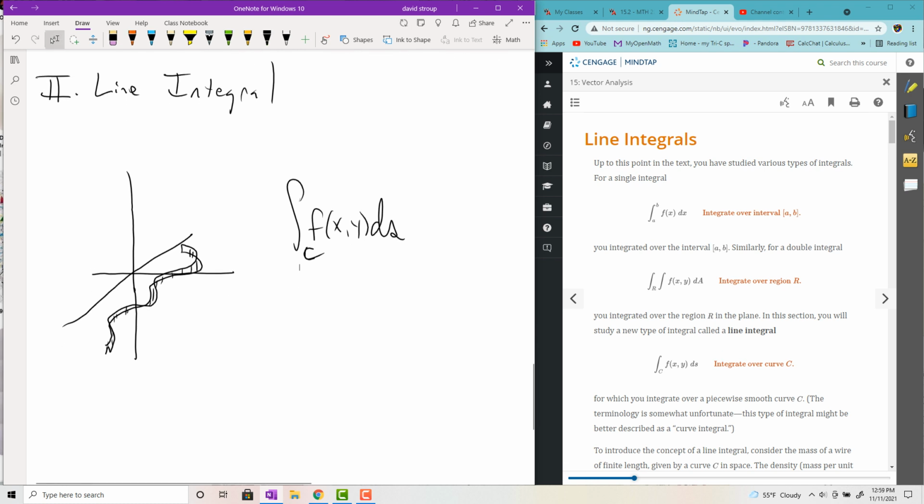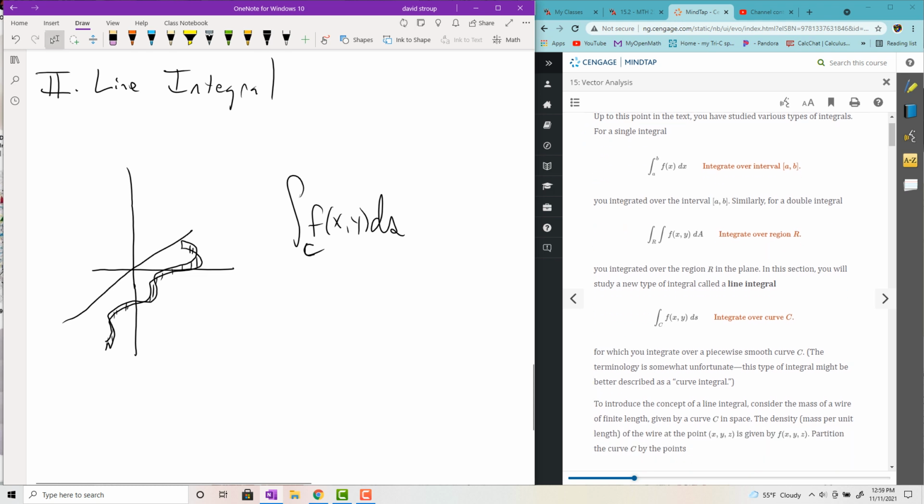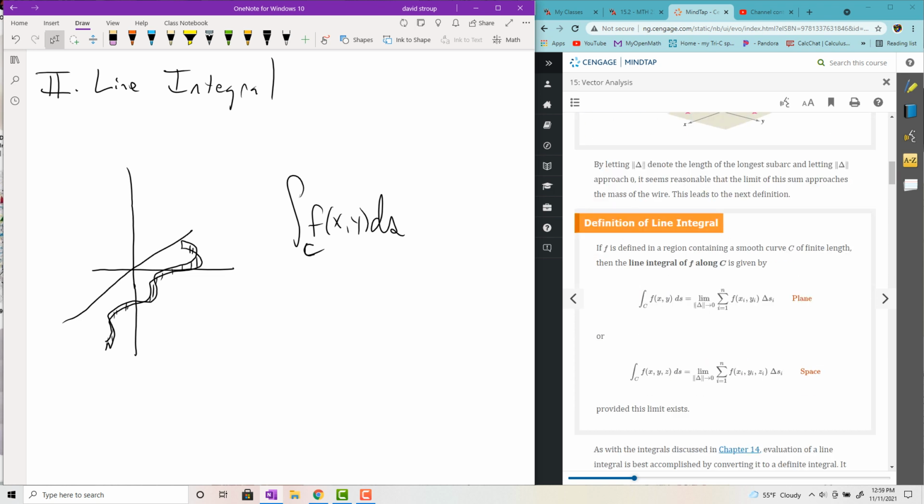So the integral of, what exactly do they call it? The line integral of f along c. Okay, so this is going to be the line integral of f along c.